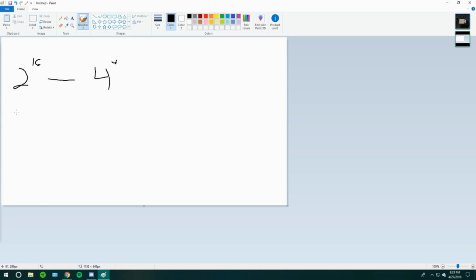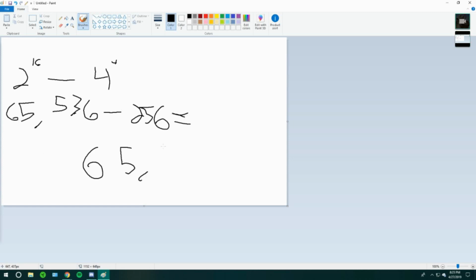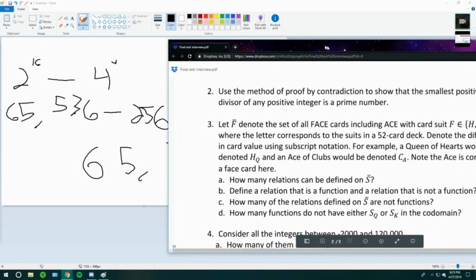Of course I can. So 2 to the power of 16 is going to be 65,536, and minus 4 to the 4th, which is 256. What is that going to equal? That is going to equal 65,280. And that is how you do number 3, A, B, and C.